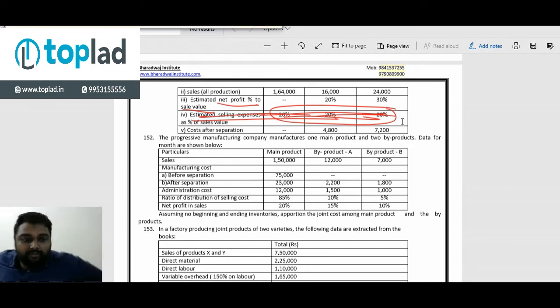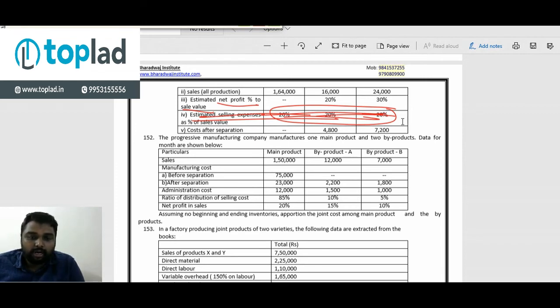Question number 152. The Progressive Manufacturing Company manufactures one main product and two byproducts. Data is given: main product, byproducts A and B, sales, manufacturing cost before separation 75,000, after separation administrative cost, ratio of distribution cost, net profit. Assume no beginning and ending inventory.